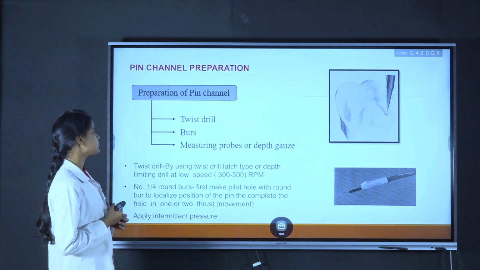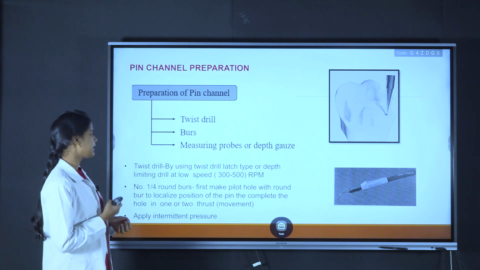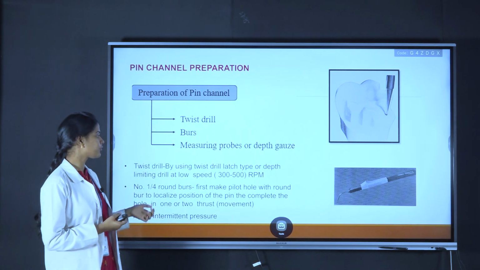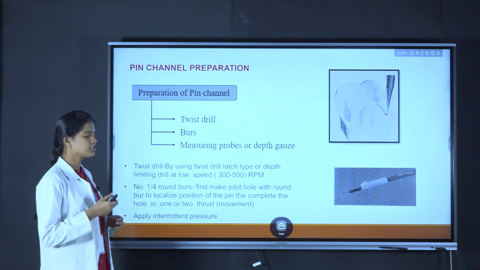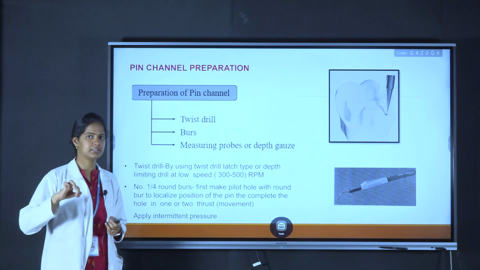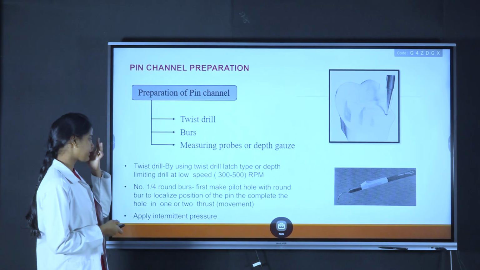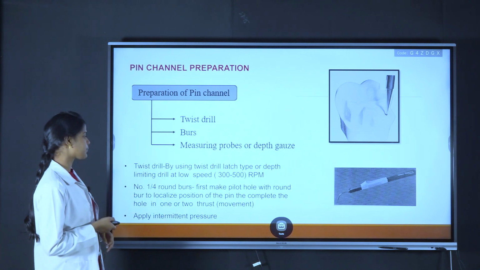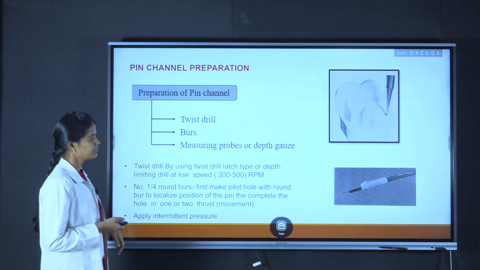Okay, twist drill. By using a twist drill, latch type or a depth limiting drill, at a low speed of about 300 to 500 rpm, that is a low speed handpiece, with the help of that, you have to drill into the dentine. Using a 1/4 round burr, first you have to make a pilot hole so that we are sure that we are exactly in the area which is necessary in order to prevent perforation into the pulp or the periodontal ligament. After that, you have to apply intermittent pressure, and after making a pilot hole with a round burr to localize the position of the pin, complete the hole in 1 or 2 thrust movements. Okay.